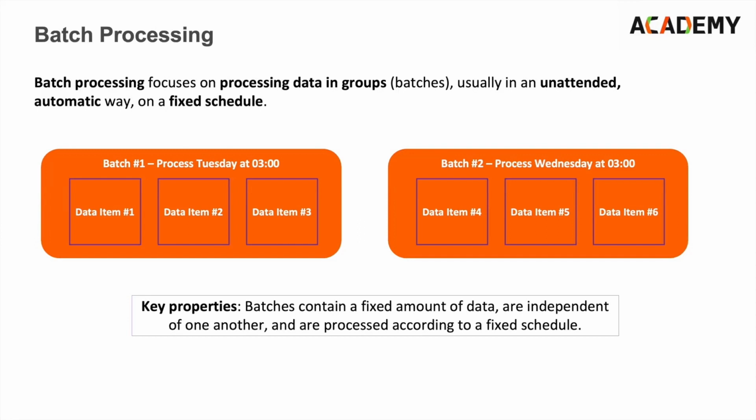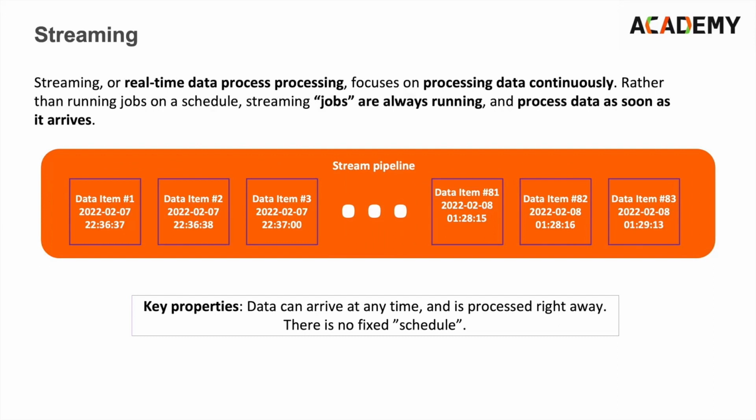That's an important property. Typically, with batch processing, each batch contains unique non-overlapping data, and usually the batches are the same size, although they don't have to be, and they'll be processed according to a fixed schedule. It's very easy to do scheduling in this type of a system and to make adjustments as needed. And on the other hand, there's streaming or real-time processing. This focuses on processing data continuously. So rather than having batches that are run on a schedule, you have a single streaming job or set of jobs that's always running and that processes data as soon as it arrives.